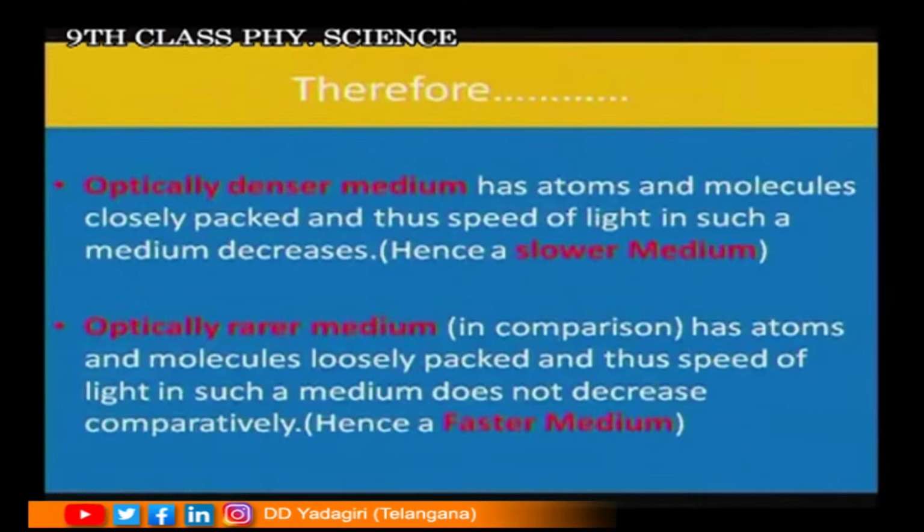Therefore, an optically denser medium has atoms and molecules closely packed, and thus the speed of light in such a medium decreases. Hence, it is a slower medium. An optically rarer medium in comparison has atoms and molecules loosely packed, and thus the speed of light in such a medium does not decrease comparatively. Hence, it is termed a faster medium.